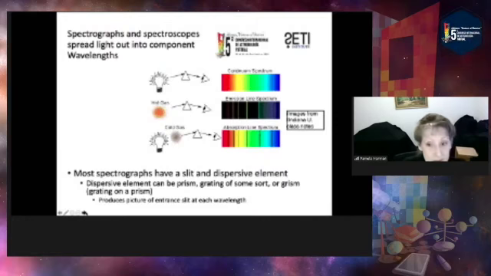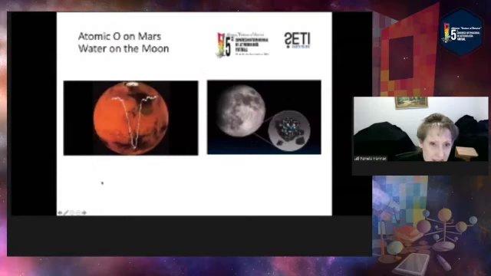I'm showing you this in the visible wavelength, but of course they do the same thing in infrared. And that's how they confirmed atomic oxygen on Mars. So there's a spectral line curve of atomic oxygen that was found on Mars.